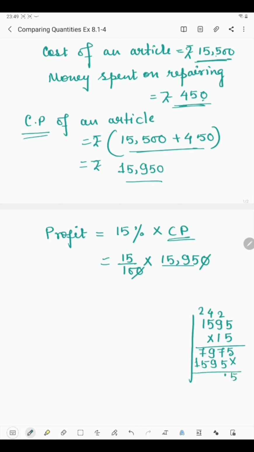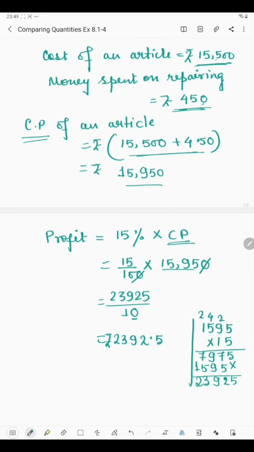So 5, 7 plus 5 is 12, 9 plus 9 is 18, 18 plus 1 is 19, 1 carry, 7 plus 5 is 12, 12 plus 1 is 13, 3 1 carry, 1 plus 1 is 2. So 23925 divided by 10. Okay. Now we are not cancelling this because we know that it is easier to do division by 10, 100, 1000 like this. So since here is 1 zero, that means after one digit we will have to put the decimal. So 2392.5. So this was the profit they made.